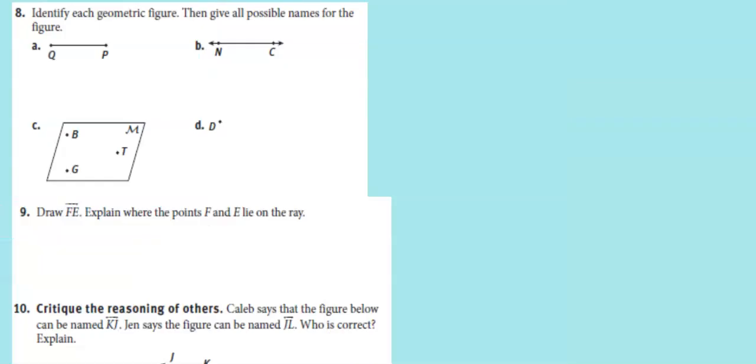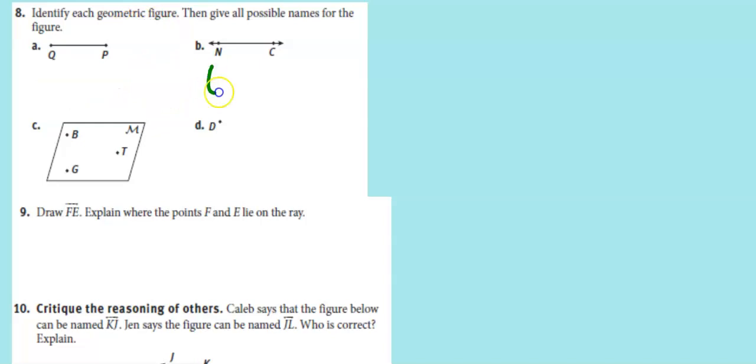Okay, so now you can practice number 8, identify each geometric figure, then give all possible names. So go ahead and pause the video and give that a try. Here are the answers. This is a segment, so we have to use 2 letters. It must be the end points, which is why they're capital letters. This could also be, instead of writing the word segment, you can also put QP with the segment bar above it. Could be listed in the other order, PQ.